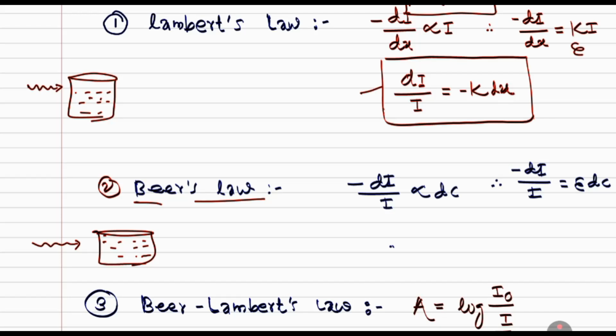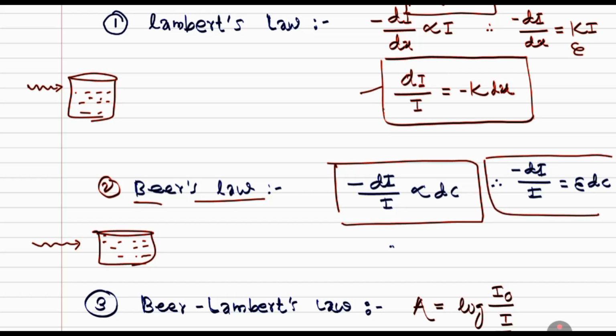So that's why we have this equation: minus dI by I is proportional to dC, and minus dI by I is equal to epsilon d C, where epsilon is the molar absorption coefficient, right, and C is the concentration, d, or we can take l, that is the length, okay. This is called Beer's law.